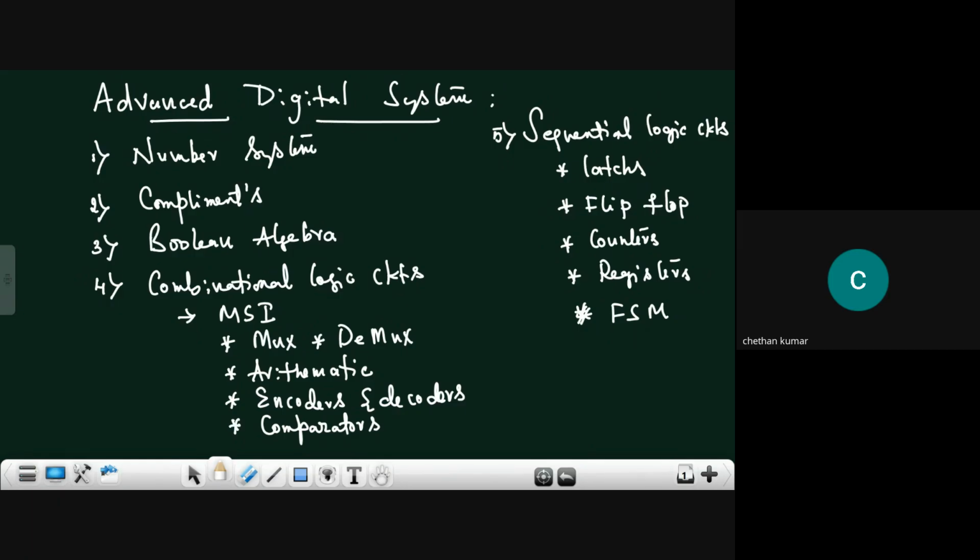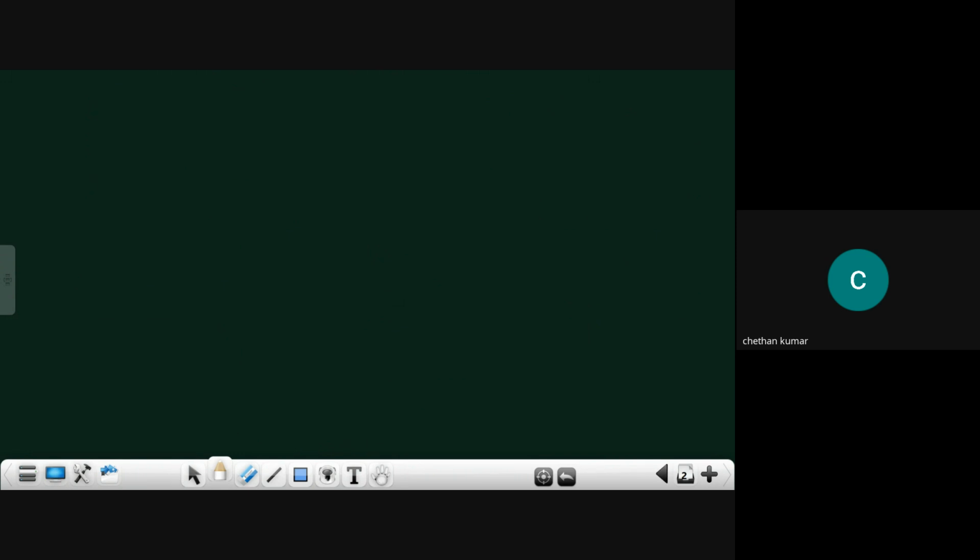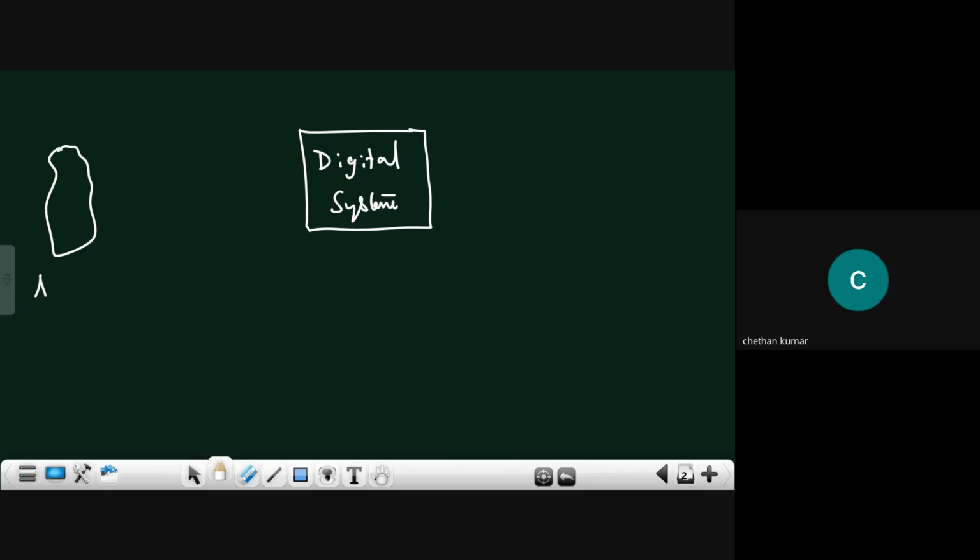If I talk about the block diagram representation of the system, we have a digital system. All the naturally occurring, real-time signals are analog in nature. So we take the analog input and put it into an analog-to-digital converter, which converts the analog into digital, and then put it into the digital system.